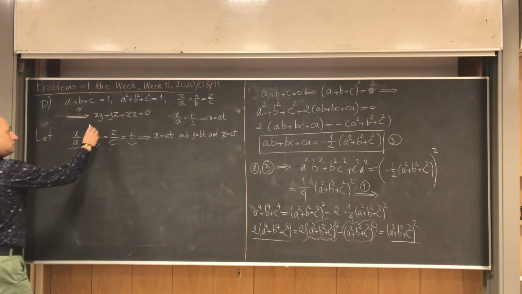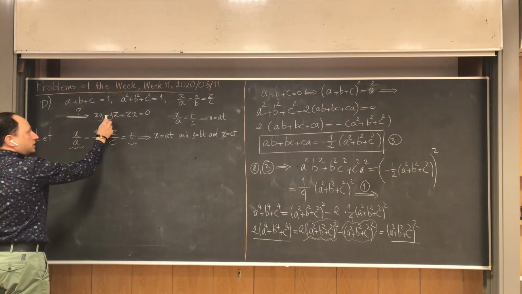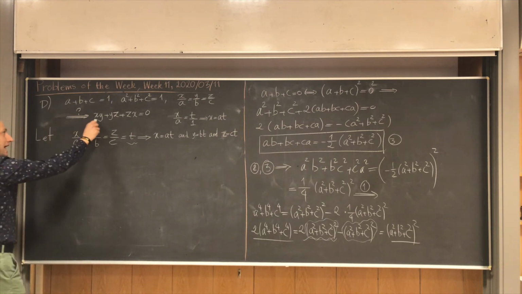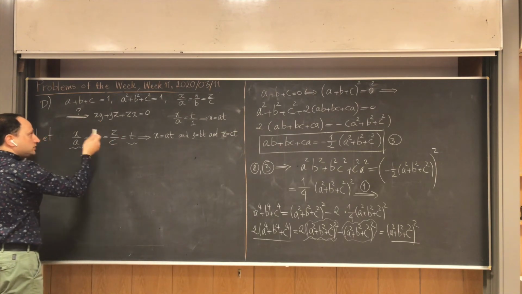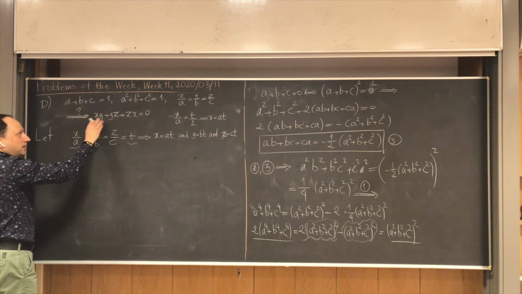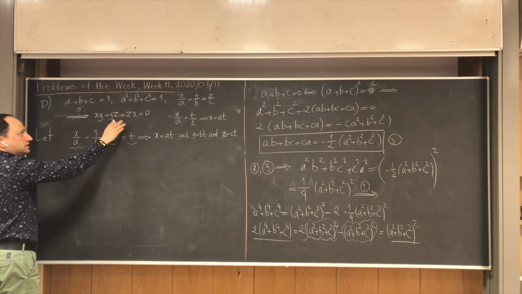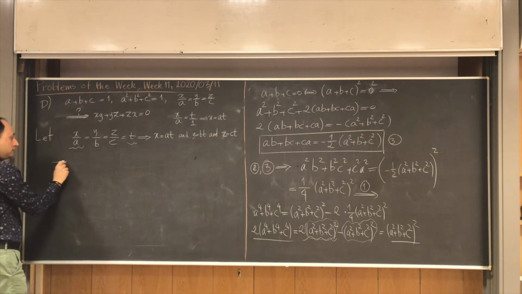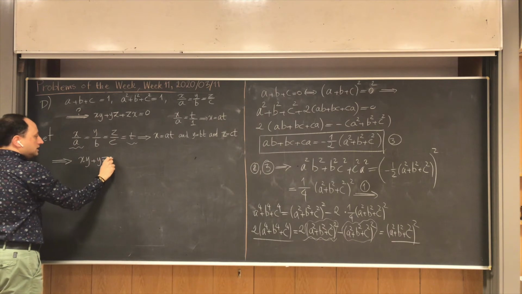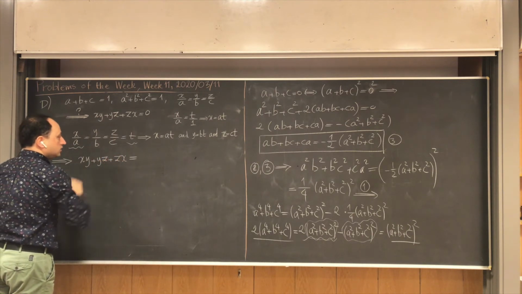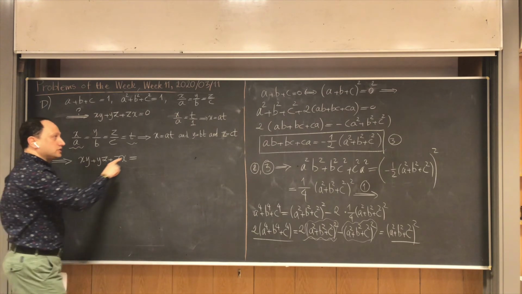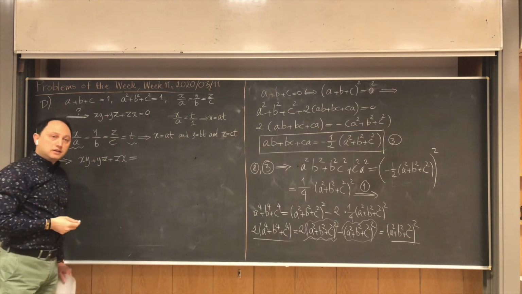By the way, we are supposed to prove that xy plus yz plus zx is 0. Okay, so let me calculate this expression to see how I can find the relation for xy plus yz plus zx. Therefore this implies that xy plus yz plus zx is equal to, I still don't know it is 0, but I am simplifying my expressions using these terms here.